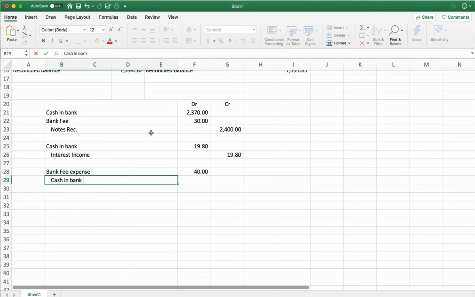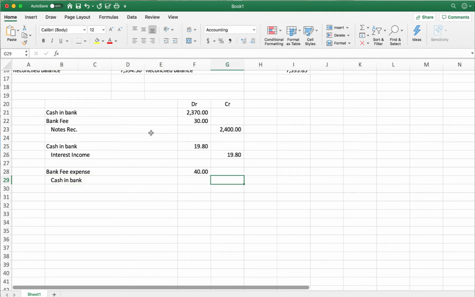Now, I know I'm saying cash in bank. This is not another account. We're actually hitting our cash account, okay? The reason why I wrote cash in bank, I just want you to recognize that the cash is in the bank. We're trying to bring the balance of our cash on our account to that reconciled amount of $7,394.30, okay? So I'm going to credit cash $40.